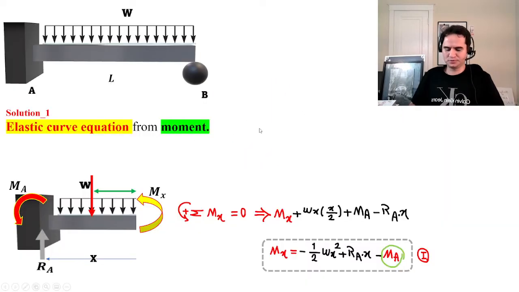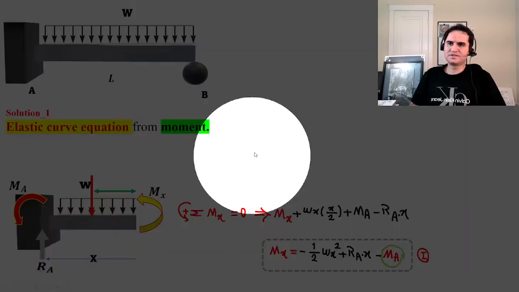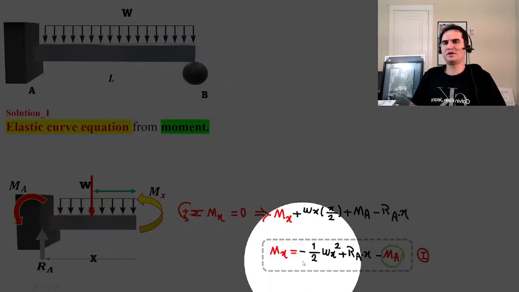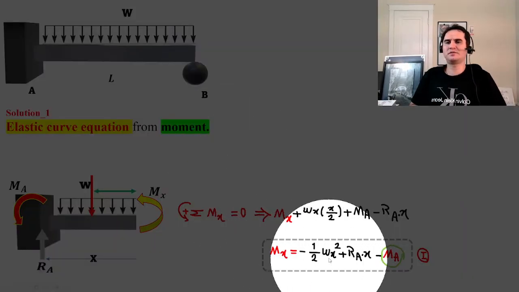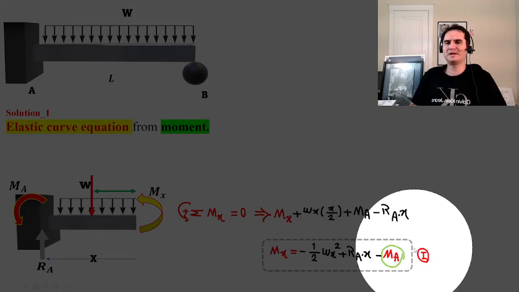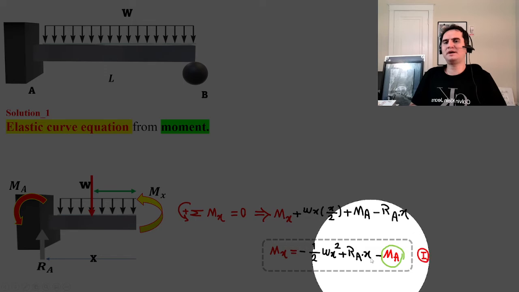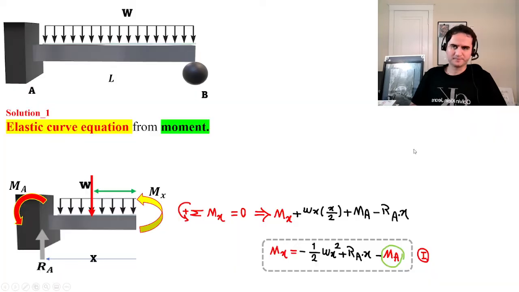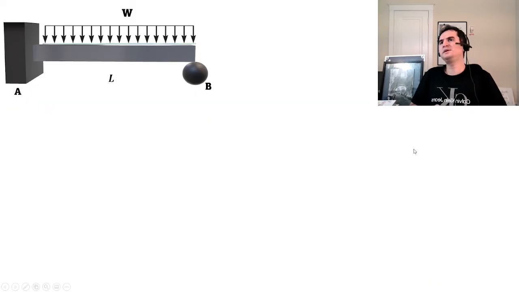So that gives you an equation of moment, which is Mx equal to negative W times one over two Wx squared plus RAx minus MA, where both RA and MA are unknown. So what to do then?